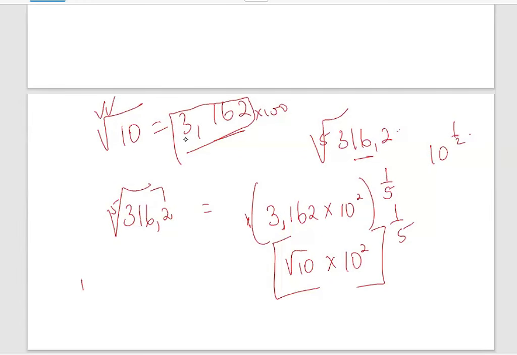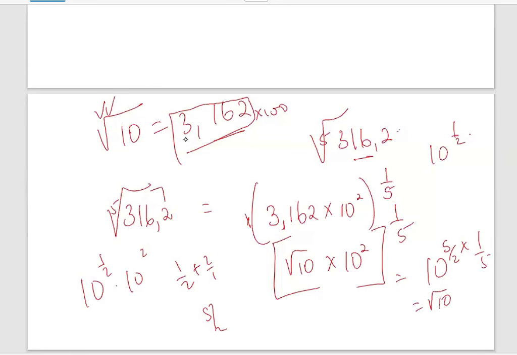If it is 10 to the exponent of a half, and then this is 10 squared, we need to add the exponents together since the bases are the same. So that's going to be 10 to the power of, what's a half plus 2? That's going to be 5 over 2. Now multiplying it with 1 over 5, this cancels that, and our final answer is just root 10, which is also the same as 3,162.